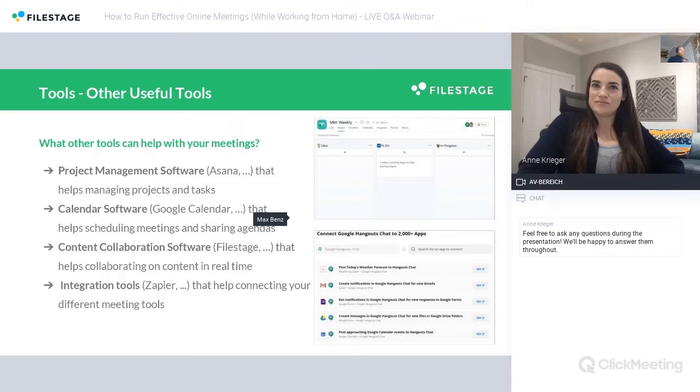And finally, we put together some other useful tools. Like I said, Asana. I really like Asana. It's a really great project management software. Google Calendar, Filestage, sure. For example, if you have to discuss a lot about content and want to review or do approvals in your meeting, then definitely Filestage is a good choice. And besides that, Zapier also helps a lot with automating, integration and moving data from one tool to the other.